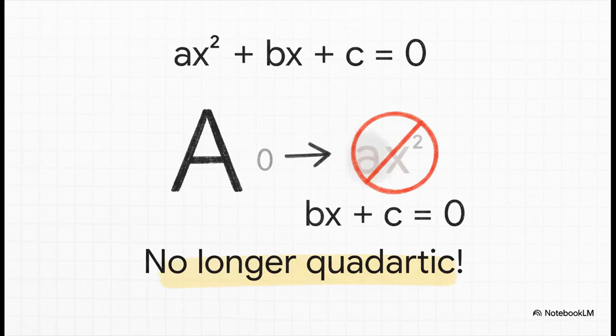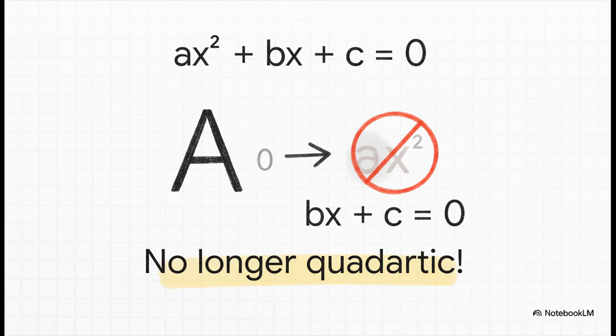Now listen up, because this is the golden rule. It's absolutely crucial. That first number, a, the one in front of the x squared, can never, ever be 0. And why is that? Well, think about it. If a were 0, the x squared term would just disappear. And then it's not a quadratic anymore, it's just a simple linear equation. So no x squared, no quadratic.